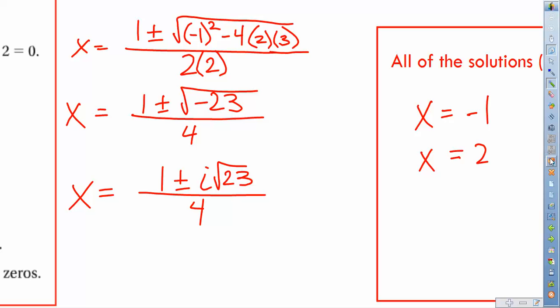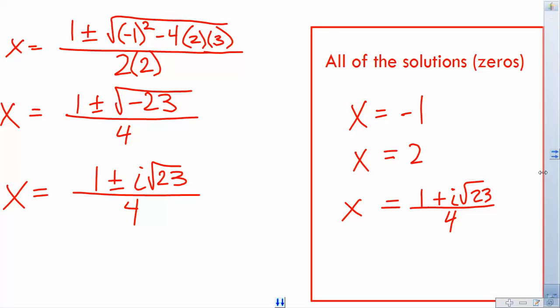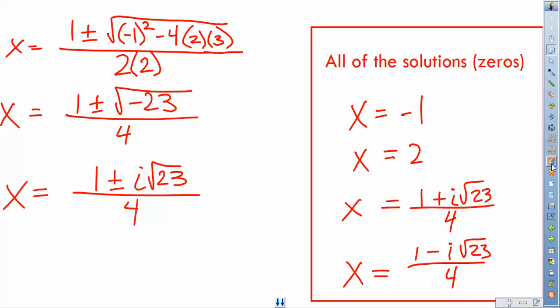So now we have two solutions here. Our first solution would just be that 1 plus i square root of 23 over 4. And our other solution would be 1 minus i times the square root of 23 over 4. Those are our four solutions. Fundamental theorem of algebra, ladies and gentlemen. Great, right? Great. Nice work.